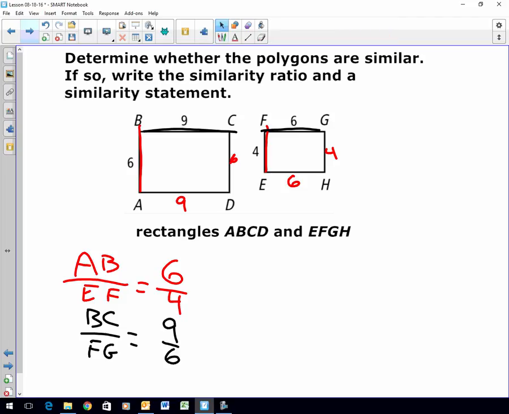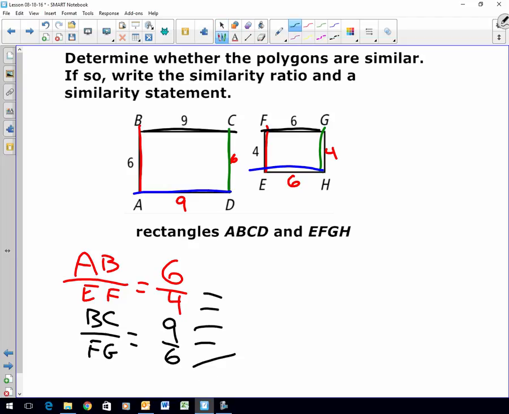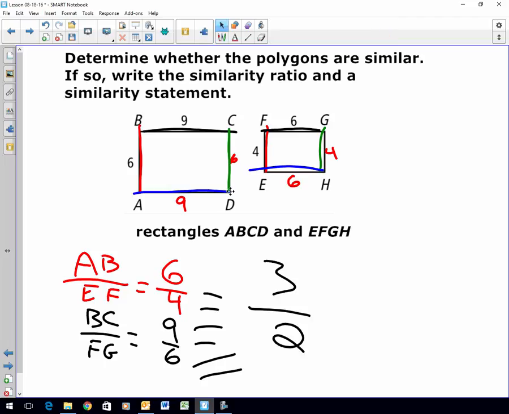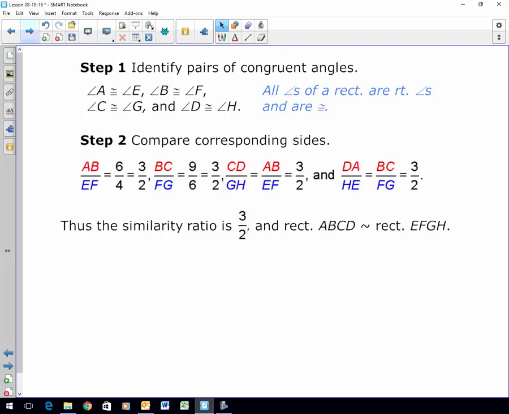I do the same thing with C to D, G to H, D to A, H to E. Guess what I get on all those, guys? What's my similarity ratio here? 3 over 2, correct? 3 over 2. Okay? Here's how that works out.